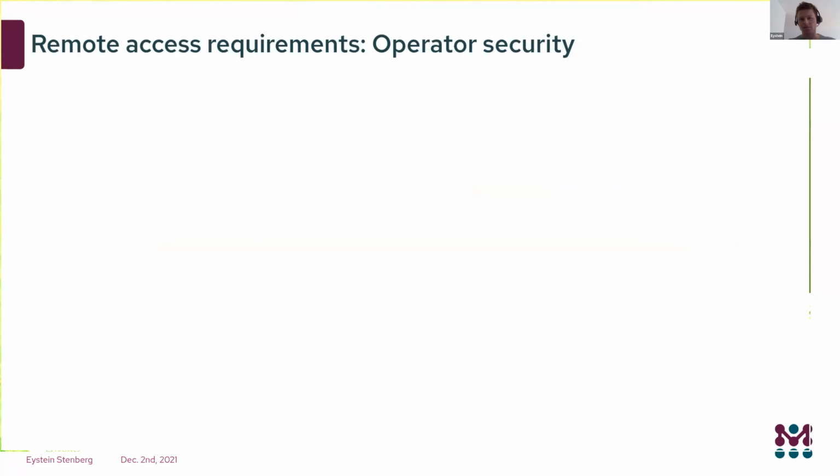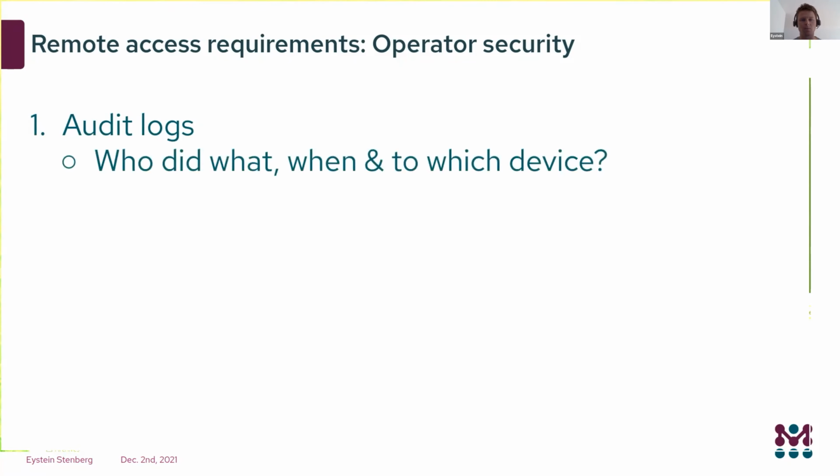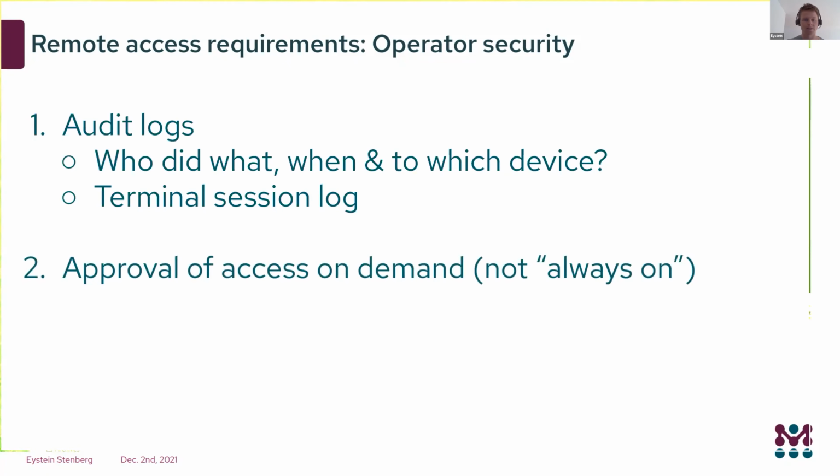So what we also need is what I call operator security. So we'll need some audit logs. So what did the vendor do? And which one of their employees did it? When and which devices? Also for the terminal in particular, session logging is very useful. So you keep a complete history of what's been done on the device. And approval of access. This enables the customer to approve that somebody's trying to log into your device. Now, do you accept it or not? So it's not always on for the vendor.